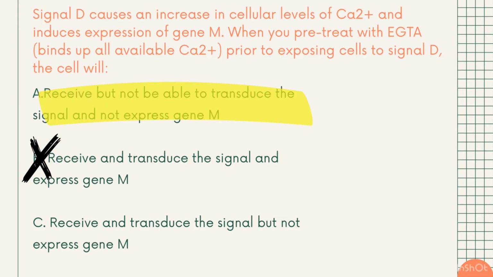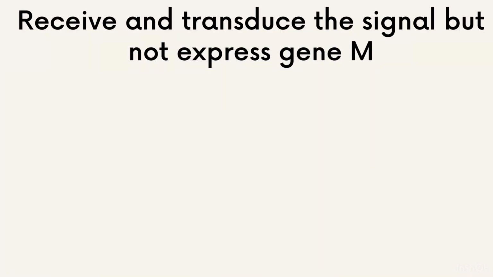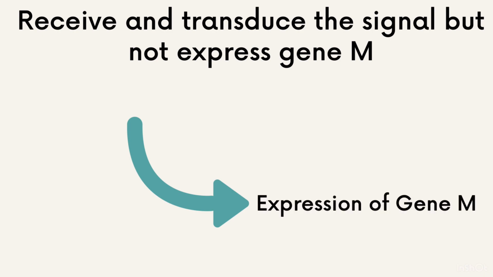So let's look at C now. Receive and transduce the signal but not express gene M. So this is kind of similar to the actual answer because it doesn't express gene M, but what is wrong with it? This is incorrect because transduction of the signal D typically leads to the expression of gene M. If the cells have been pre-treated with EGTA and the necessary increase in cellular Ca2+ levels does not occur, then the signal will not be transduced and gene M will not be expressed. So that's why option C is wrong.